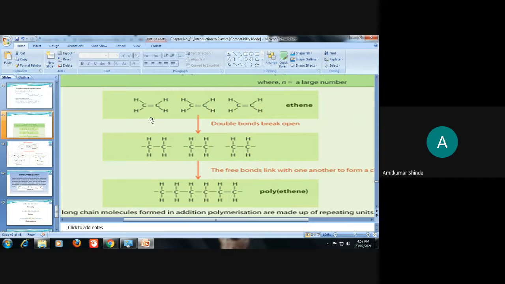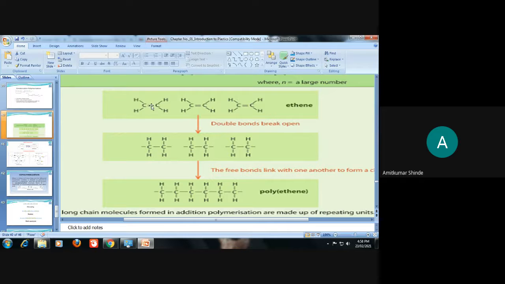This bottom bond is termed as sigma bond, and this top bond is termed as the pi bond. And what is the difference between the sigma bond and pi bond? The bond which is present at the bottom, the sigma bond, is stronger in nature. And the bond indicated at the top, the pi bond, is very weak in nature. It will break very easily.